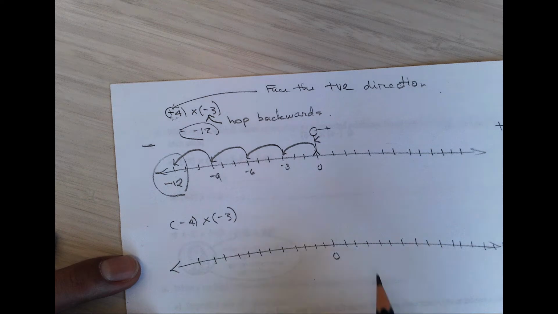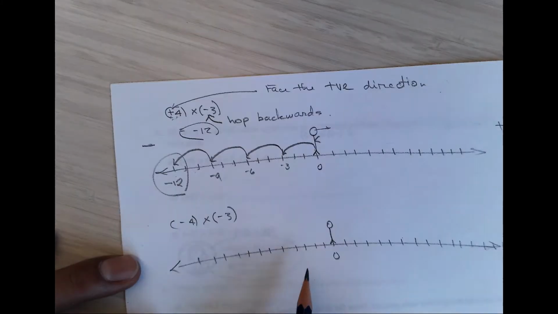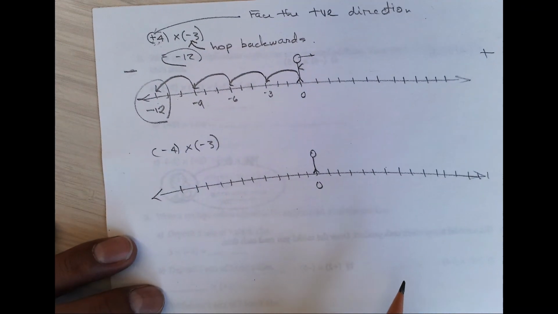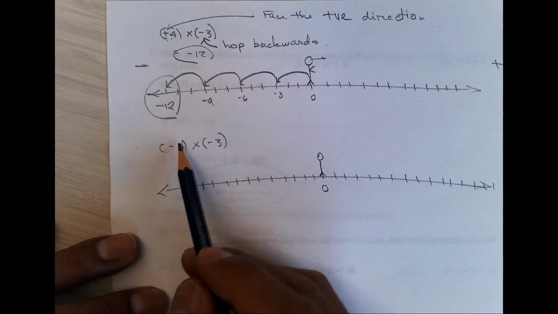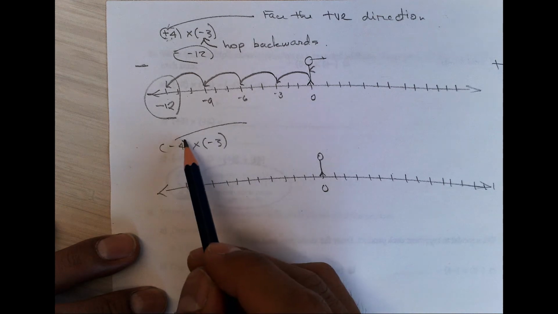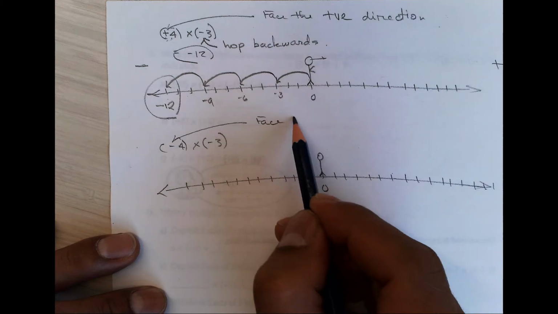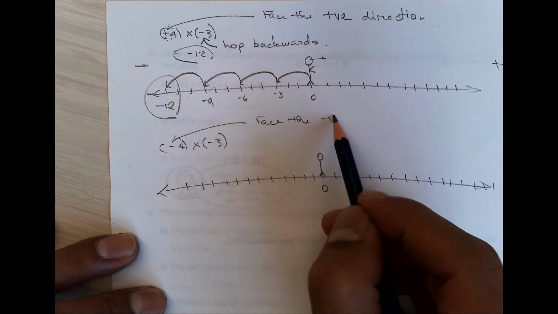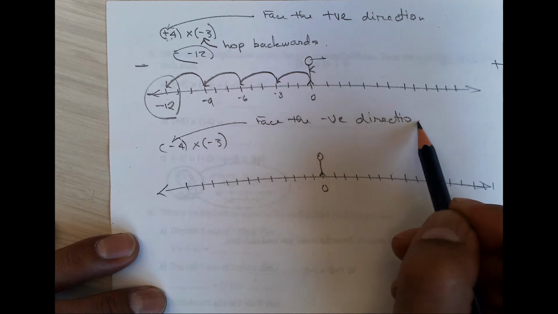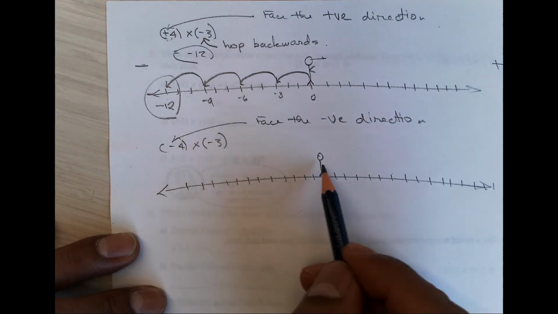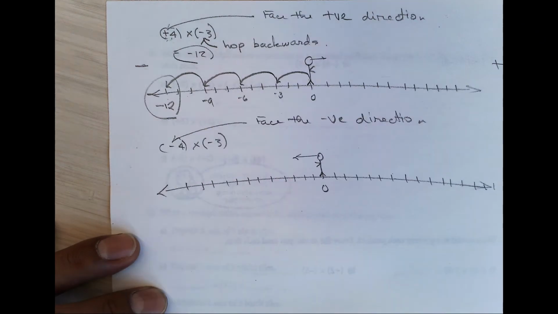We start at 0. We draw our stick guy. Now we got to figure out which way he's facing. According to this example, this negative means he needs to face the negative direction. Where are the negatives? The negatives are on this side. So his arms are going to be here and he's going to be facing that way.